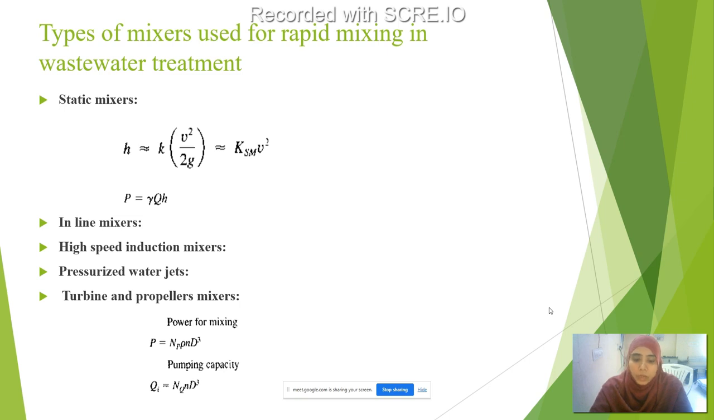Inline mixers are similar to static mixers, but with continuous or rotating mixing elements to enhance the mixing process. Typical examples of these inline mixers are... The power required for mixing is supplied by external sources.